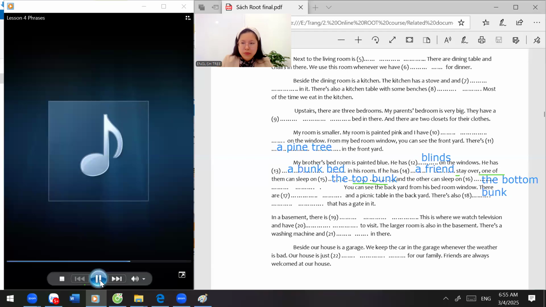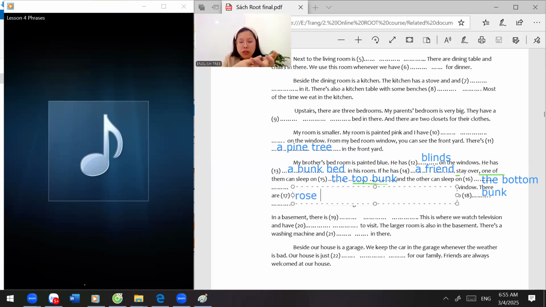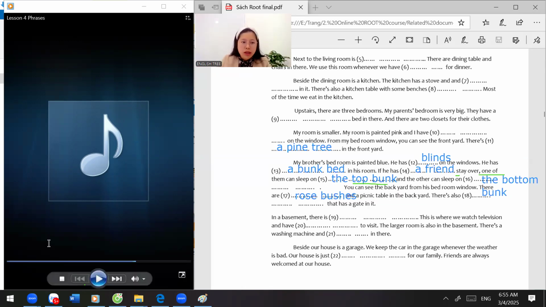You can see the backyard from his bedroom window. Yeah. There are rose bushes and a picnic table. There are rose bushes. So here there are rose. So we don't see any and the before rose. So we think after that it has to be a plural noun. So bushes, that's right, is a plural noun. We don't hear any and.